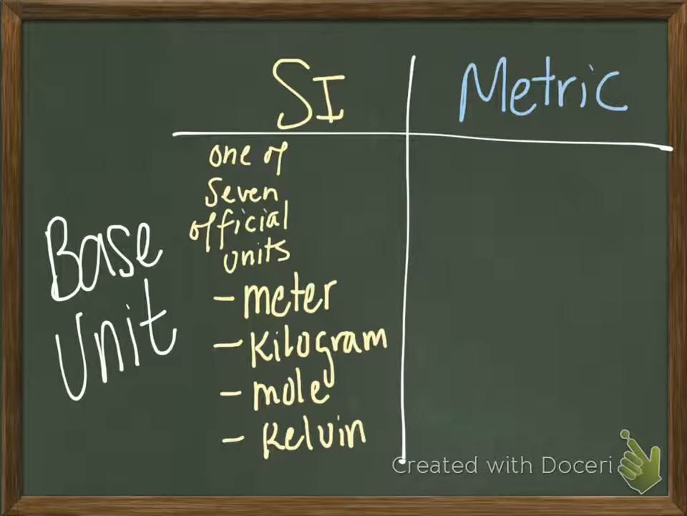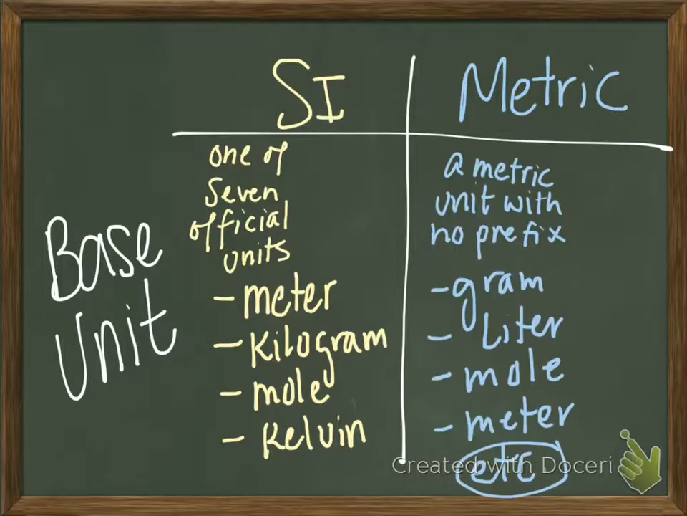The 4 we use most often in chemistry are meters, kilograms, moles, and Kelvin, or those units modified by a prefix. In the metric system, however, when we say base unit, we mean a metric unit with no prefix.